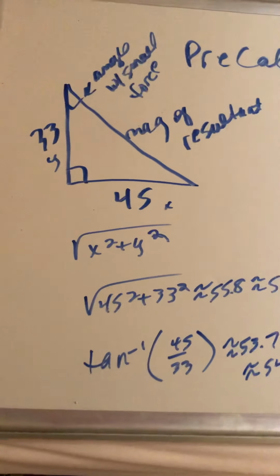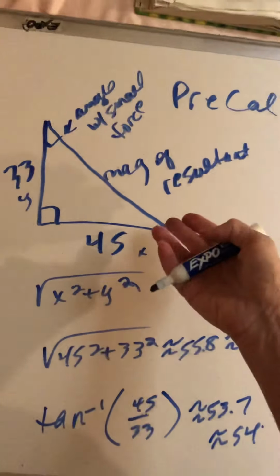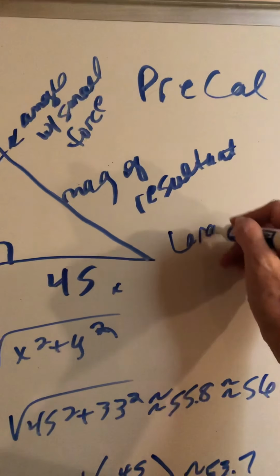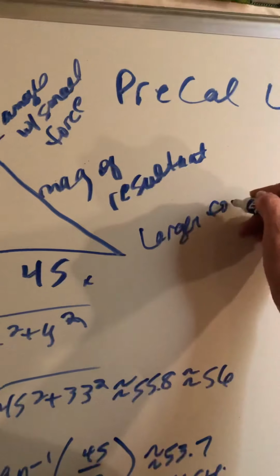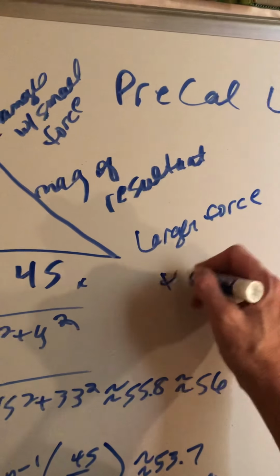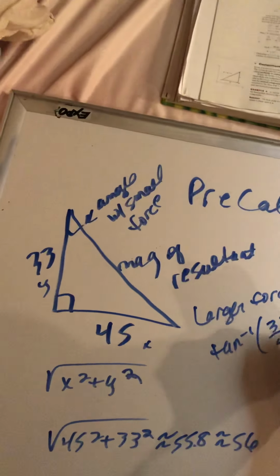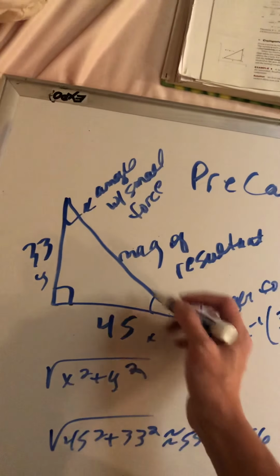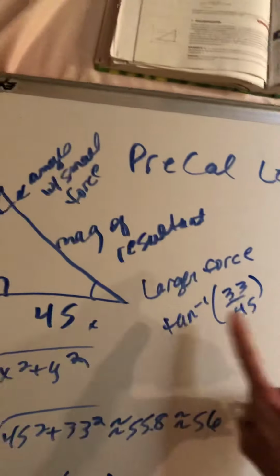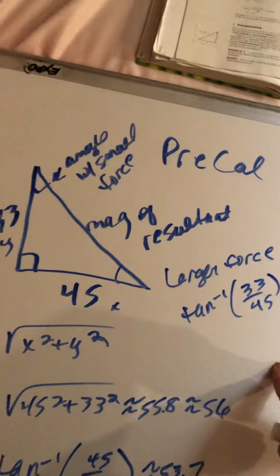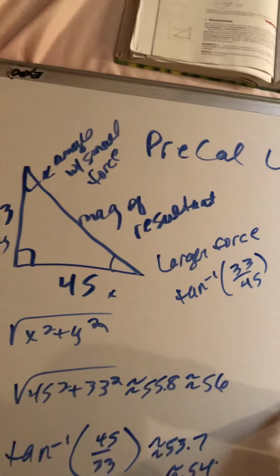Okay, so that's the angle with the smaller. If they wanted the angle with the larger, you'd come down here. And if you wanted the larger force, it would be inverse tangent of 33 over 45, because you'd be down here at this angle and 33 would be opposite, 45 adjacent. But it's always an inverse tangent. Don't use what you find for the resultant. Use the two numbers you're given.